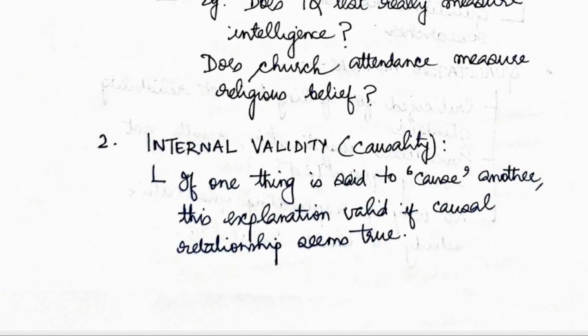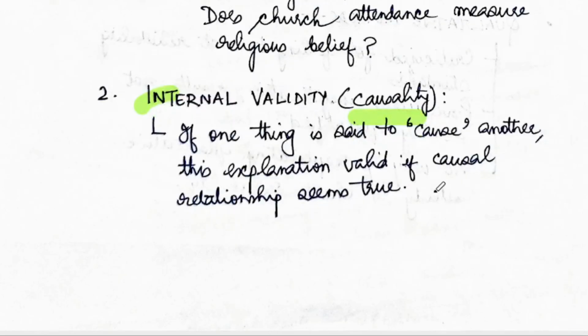Second is internal validity. Internal validity talks about causality. This checks whether the cause and effect link which we are trying to show is actually correct. If we say X causes Y, we must be sure that it is really X and not something else.